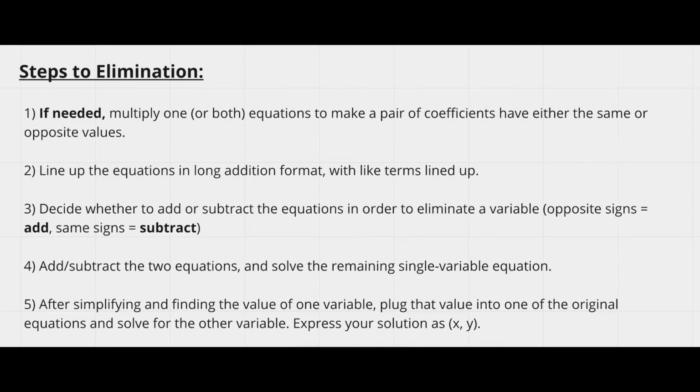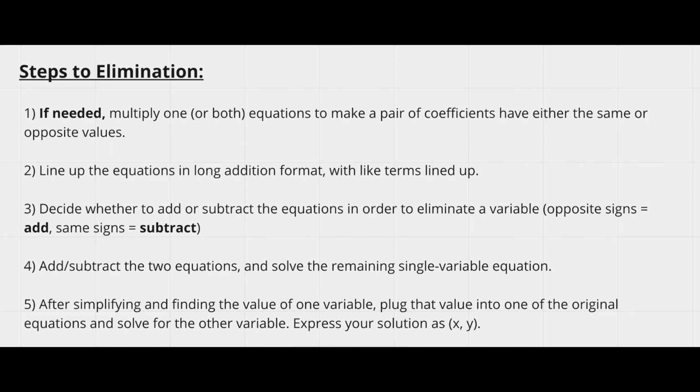So the second step is to line up the equations in long addition format with the like terms lined up. The third step, decide whether to add or subtract the equations in order to eliminate one of the variables. So remember, opposite signs mean add, and the same signs mean subtract. Your fourth step is to finish adding or subtracting the two equations and solve the remaining single variable equation. So after you add or subtract the two equations, you should only have one variable left in your multi-step equation, which you can simply just solve for.